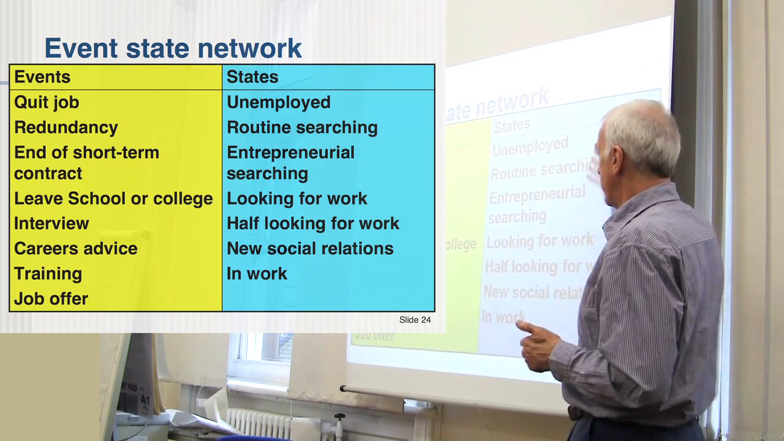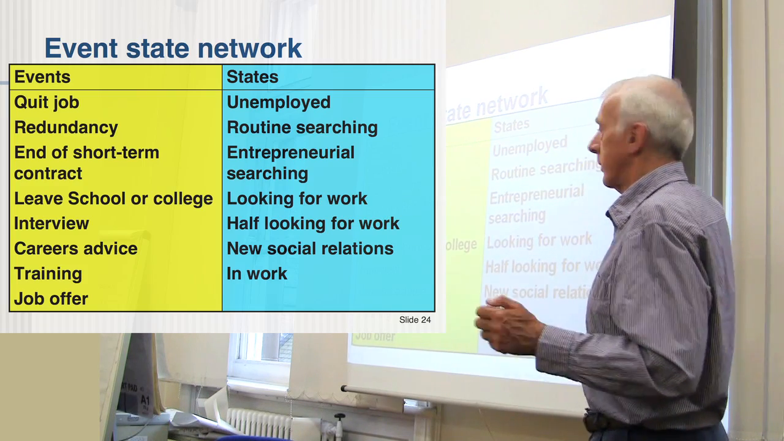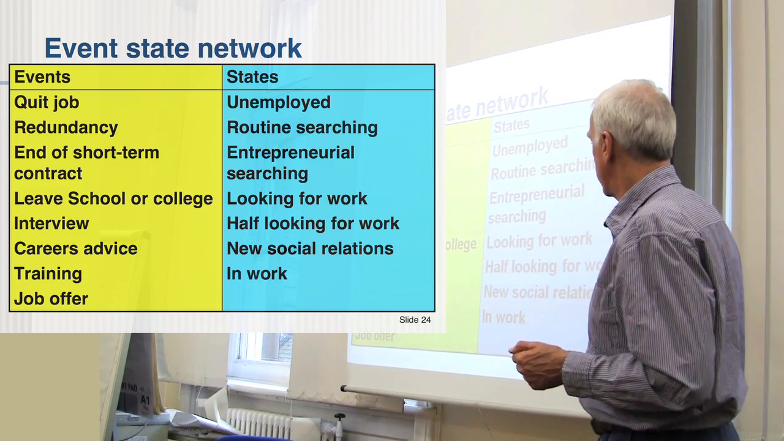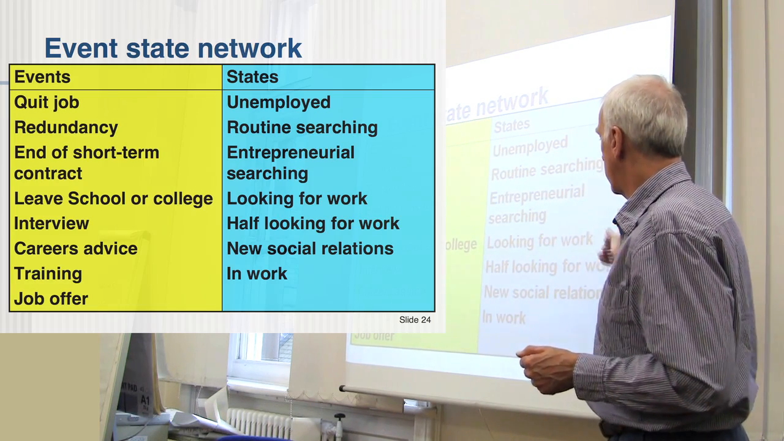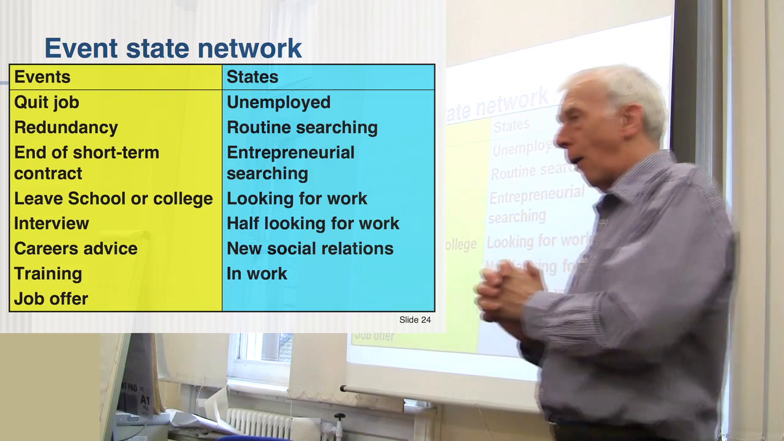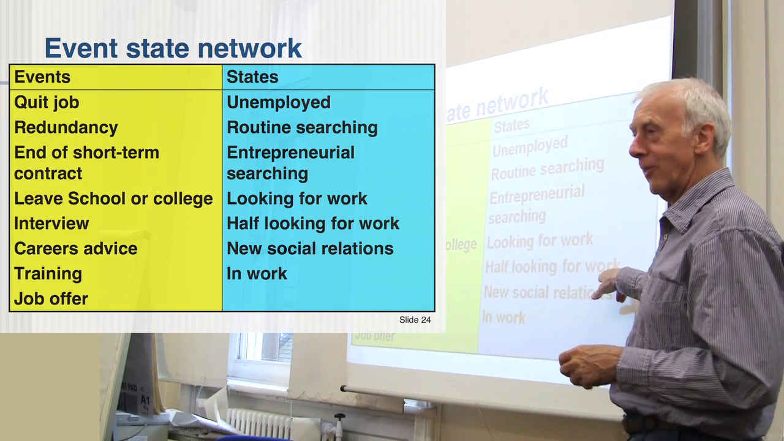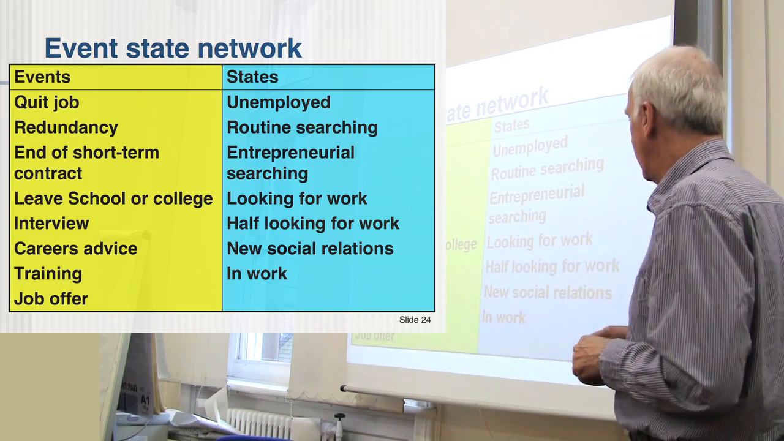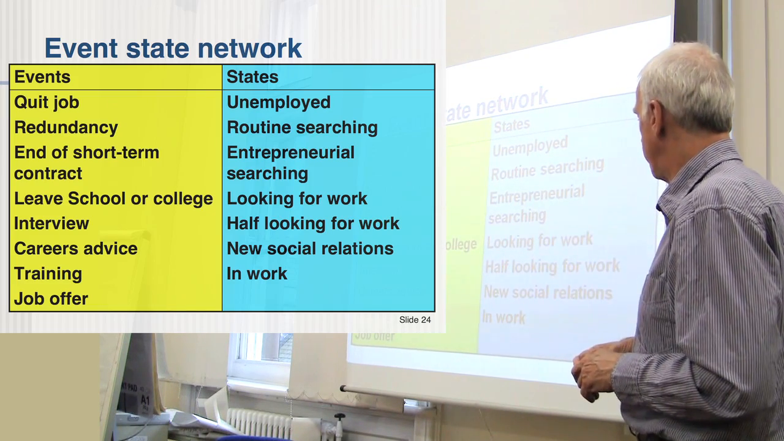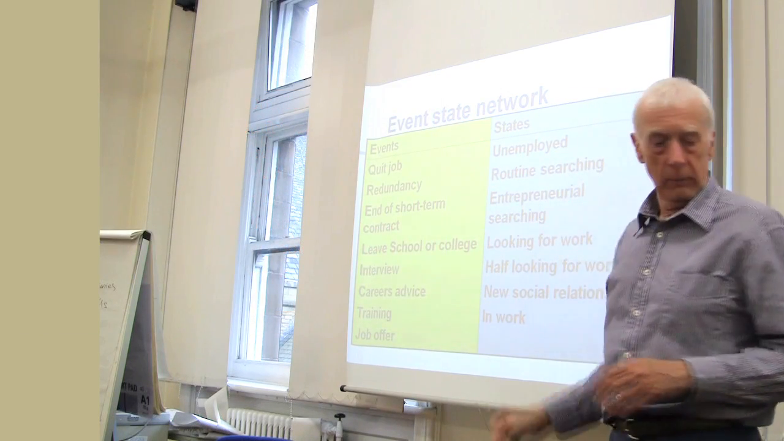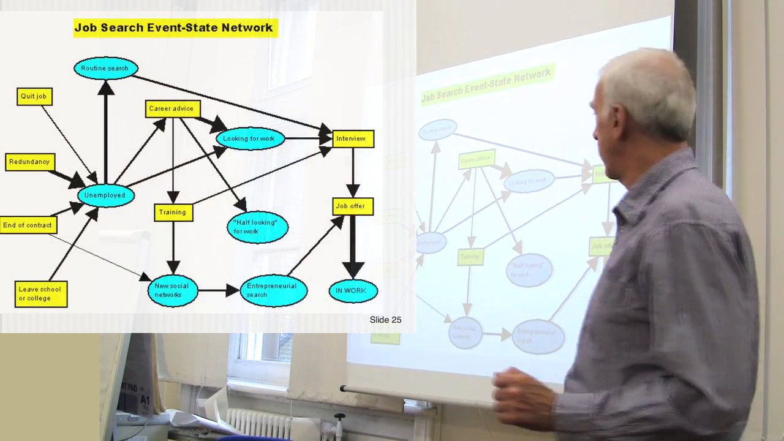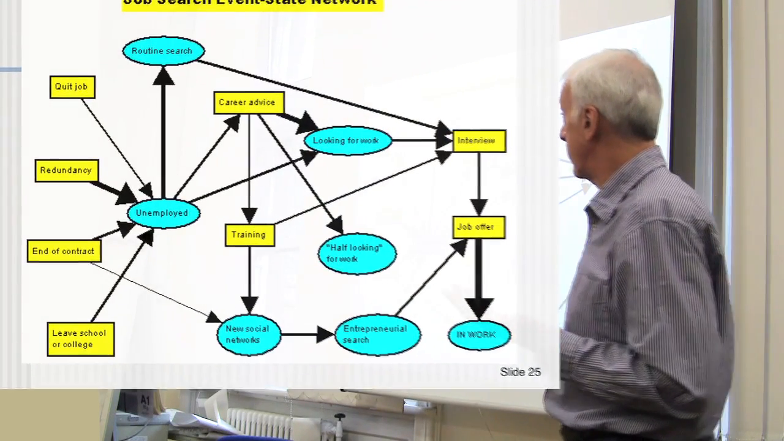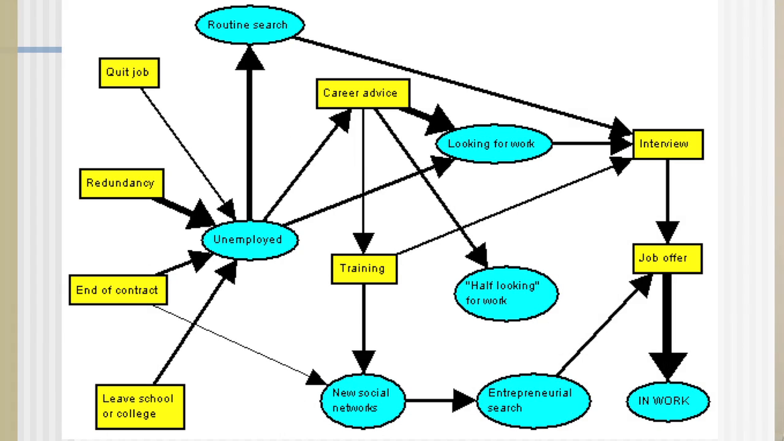Between those, there were states they were in. So they were unemployed, they were doing this routine searching every day, using entrepreneurial searching, the term I said earlier that we developed. Looking for work. Included this idea of half looking for work, which I guess is looking for work not terribly seriously, so doing it some of the time and not other times, or some days and not others, that kind of thing. You can arrange these in a diagram, which I've done on the next page, to show how those things interrelate. I've kept the same colours, so the yellow indicates the events and the bluish indicates the states. States are in ellipses, and the rectangles are the events.